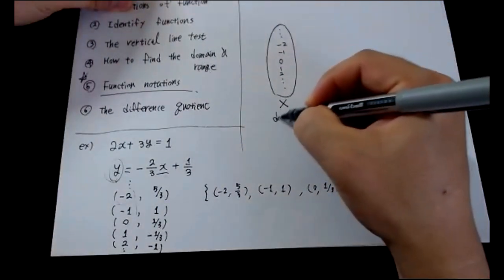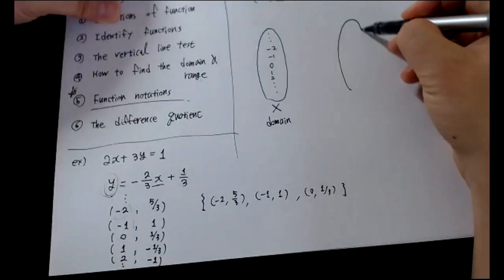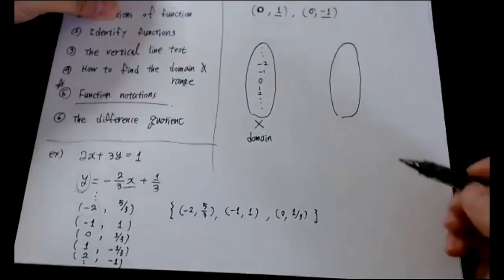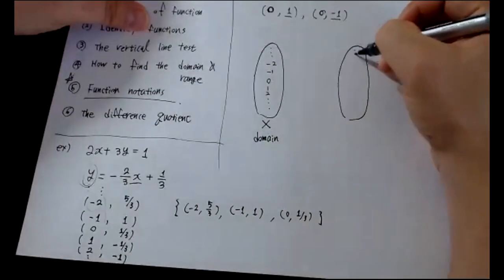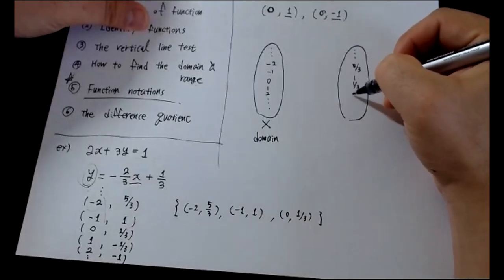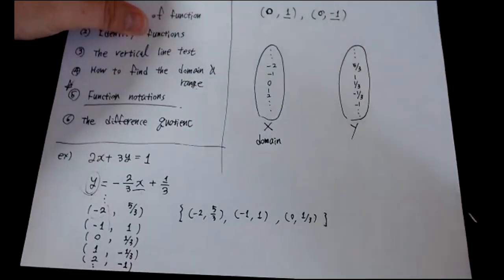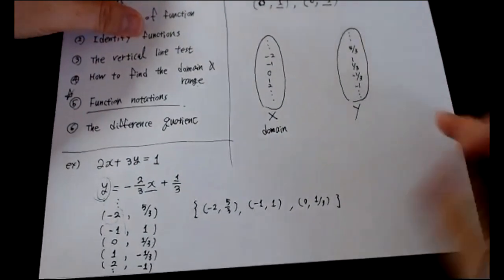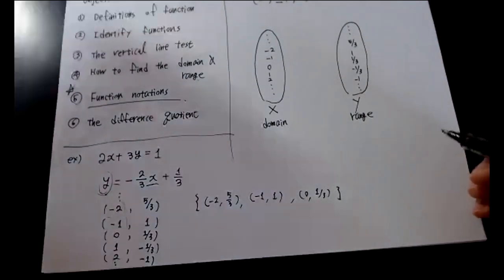And then now what? We're going to collect all of the second coordinates. So 5/3, and then 1 and 1/3, and then -1/3, and then 1. Normally we use a capital letter Y to denote the range. So what's the range? The set of all the second coordinates.